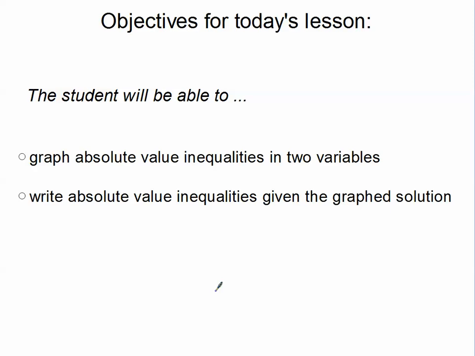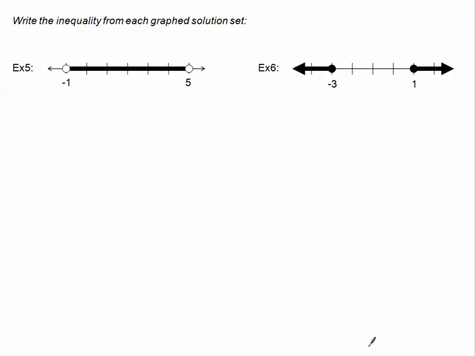In the second tutorial, we will write absolute value inequalities given the graphed solution. So let's turn over to example 5 and example 6. The directions say to write the inequality from each graphed solution set. So this is sort of going backwards. I have the answers graphed for you. I'd like for you to write the absolute value inequality for each of these.